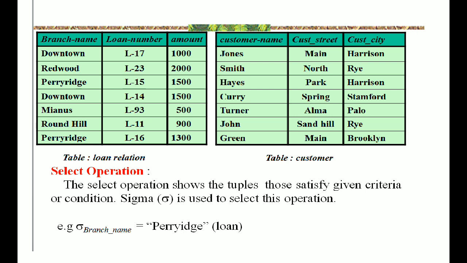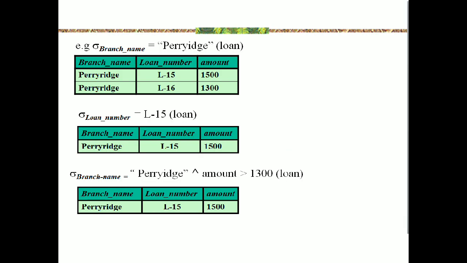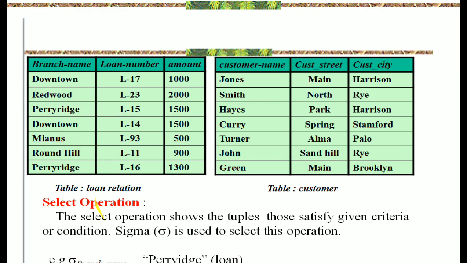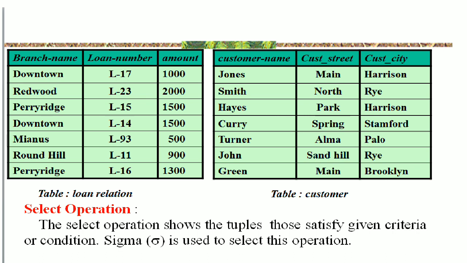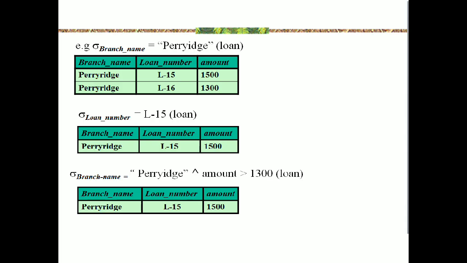Sigma branch name is equal to Perryridge loan. This relational algebra shows you the records which satisfy the condition that branch name is equal to Perryridge. From the loan table we can see there are two rows which satisfy the condition. In the loan relation there are two Perryridge branches with loan number L15 and loan number L16. So if we write this relational algebra, we get the two rows from the loan table.